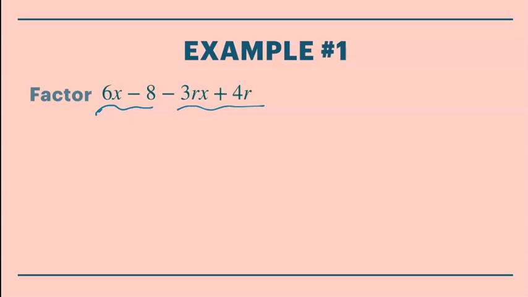Is there a common factor in the first two terms? There is. It's 2. If I factor out a 2, then I am left with 3x minus 4. All right. I'm going to look at the second two terms, and I'm going to say, well, what is the common factor there? The common factor in the second two terms is r. Now, remember from our other grouping, we need these inside parentheses to match. So I'm going to take out a negative r so that my first term is a positive 3x and my second term is a negative 4.